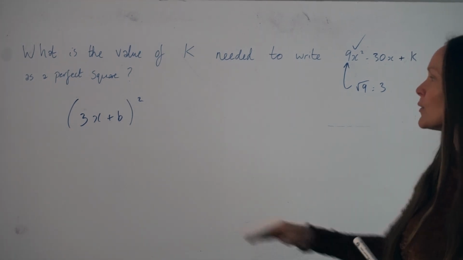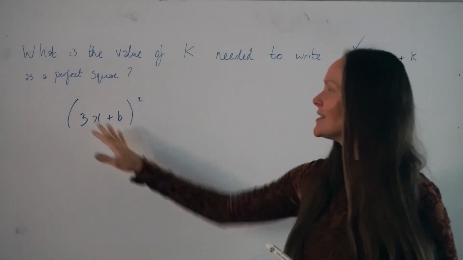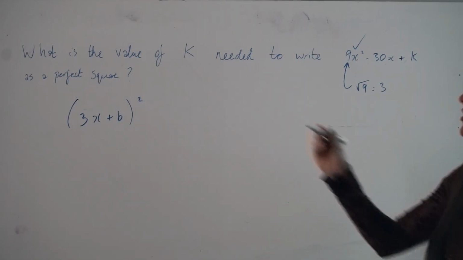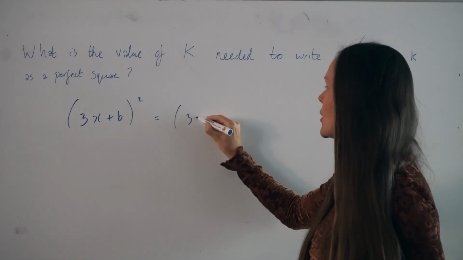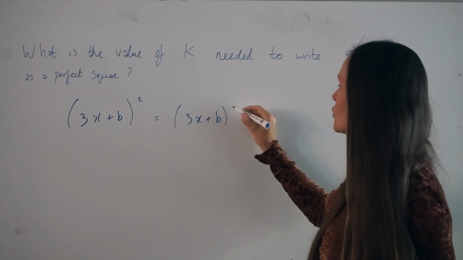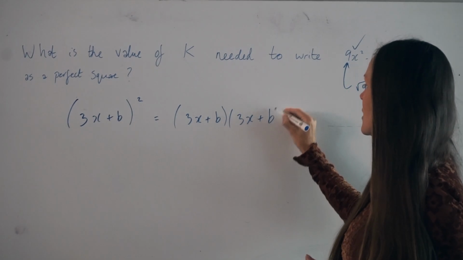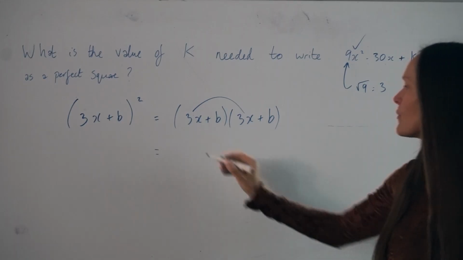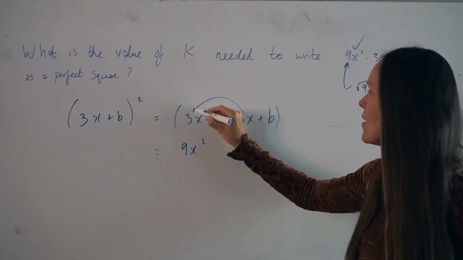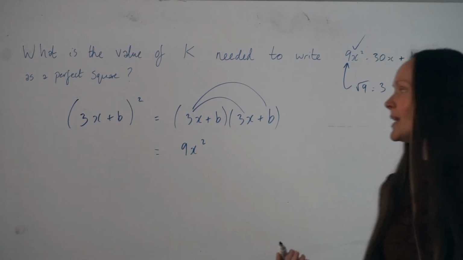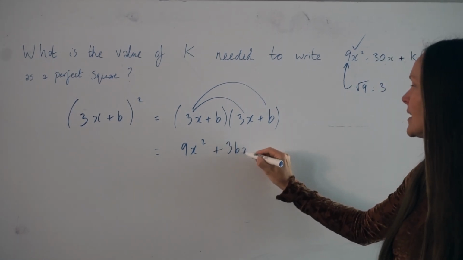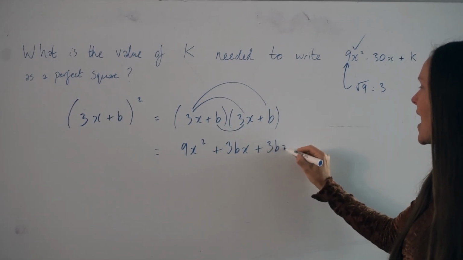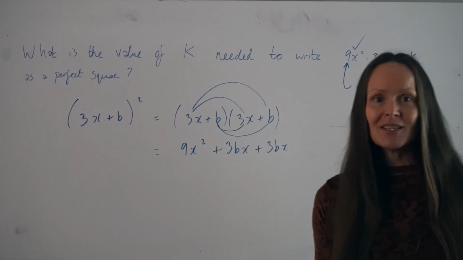Next, to work out the value of b, I'm going to expand and simplify these brackets so that I can compare the coefficients of x. So let's expand. Remember, when you're squaring brackets, it's like multiplying those brackets by themselves. We've got (3x + b) multiplied by (3x + b). So 3x multiplied by 3x is 9x squared. Then 3x multiplied by b is 3bx. Here we have another b multiplied by 3x, which is the same thing. And finally, b multiplied by b is b squared.